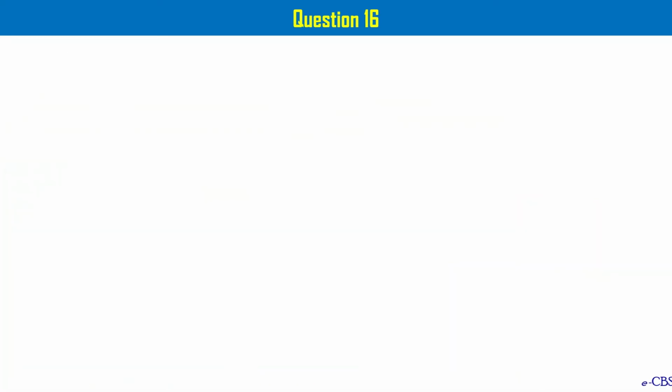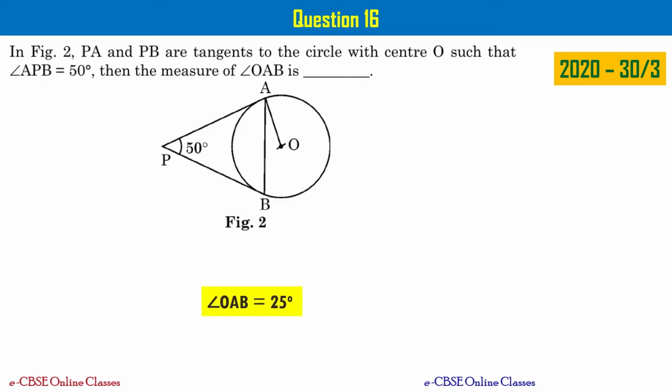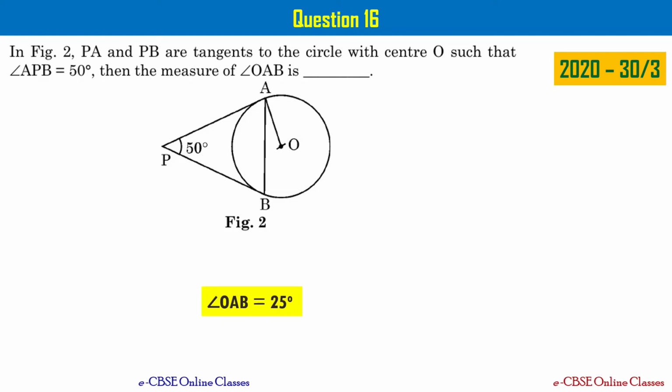That is question number 16. In figure 2, PA and PB are tangents to the circle with center O such that angle APB is 50 degrees. Then the measure of angle OAB is what we have to find. I'm not going to solve this problem. You can solve this problem using whatever we have just seen earlier, so that you can get the answer angle OAB equal to 25 degrees. Try to solve this problem and see whether you get 25 degrees as the answer or not. Let's go to the next question.